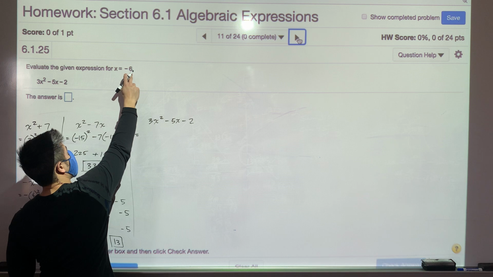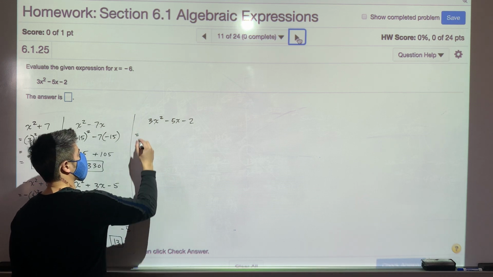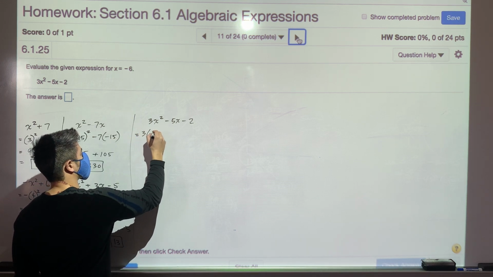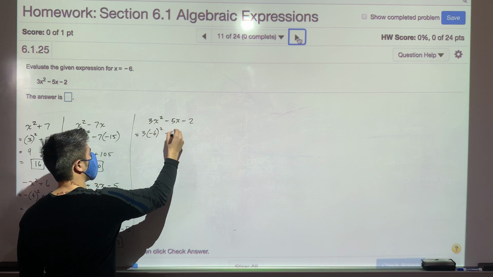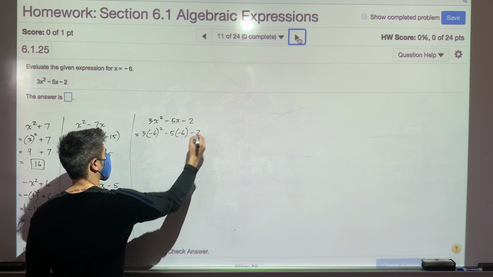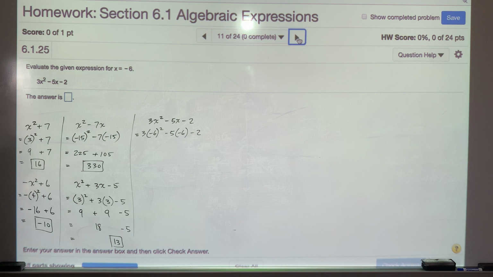And so I've got a negative 6 now. What is the first important thing that you do? Substitute properly. Now, it doesn't take a lot of skill to substitute properly. It really doesn't. All you have to do is make sure you put parentheses up. Set up the parentheses, put the correct value in, and then from there, do your order of operations.